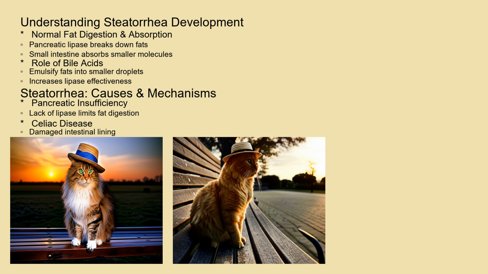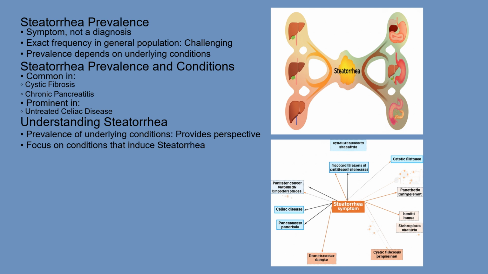In conditions like pancreatic insufficiency, the lack of lipase limits fat digestion. In celiac disease, the damaged intestinal lining reduces the surface area available for absorption. Similarly, if bile acid secretion is impaired, fats aren't properly emulsified, leading to poor digestion and subsequent excretion in the stool. Pinpointing the exact frequency of steatorrhea in the general population is challenging because it's a symptom, not a diagnosis.